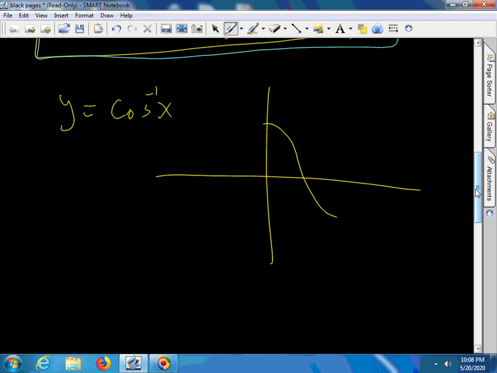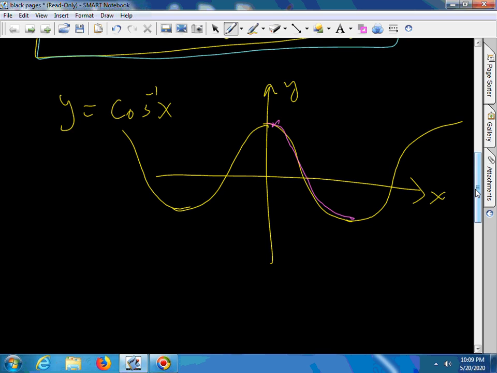Now, if you have y is equal to the cosine inverse of x, what is going on there? Well, the cosine graph goes like this. Now, if you think about it, this portion right here, that's the biggest portion you can have of a cosine graph that passes the vertical line test. Okay, it goes from 0 to pi.